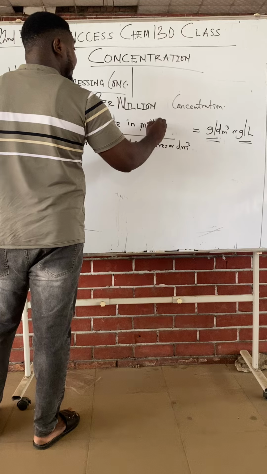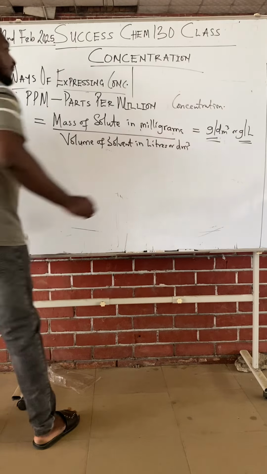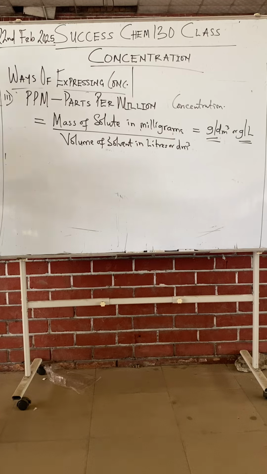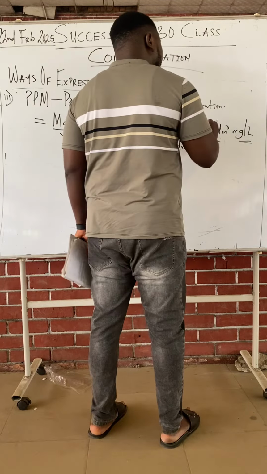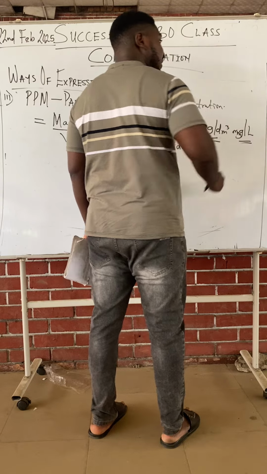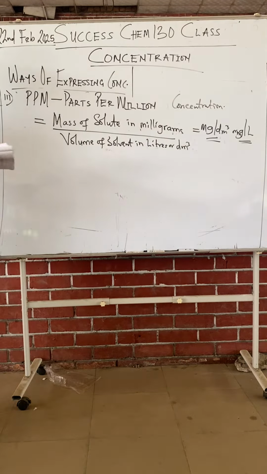Mass of solute in milligram divided by volume of solvent in liters or dm cube. So the unit will be milligram per dm cube or milligram per liter.